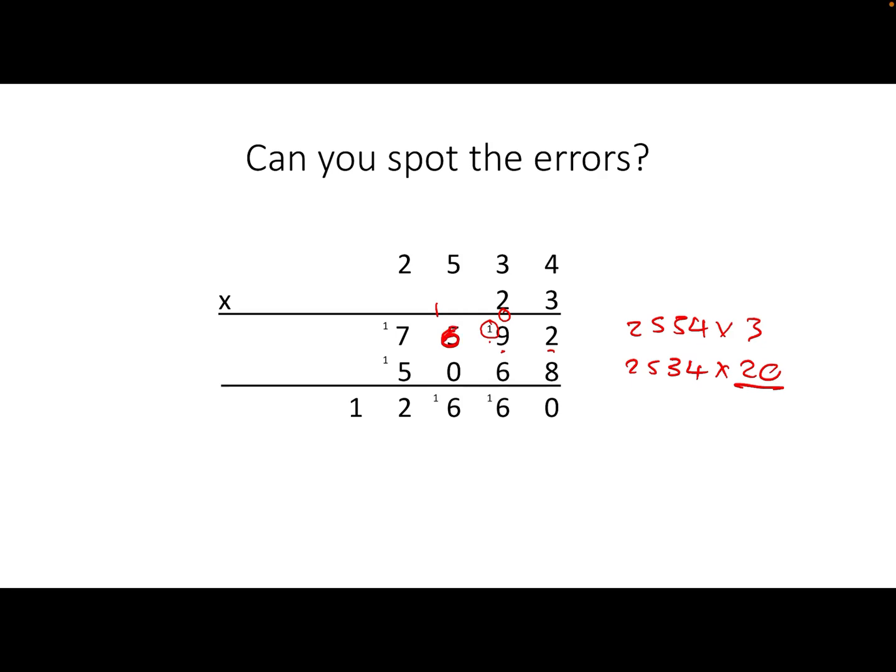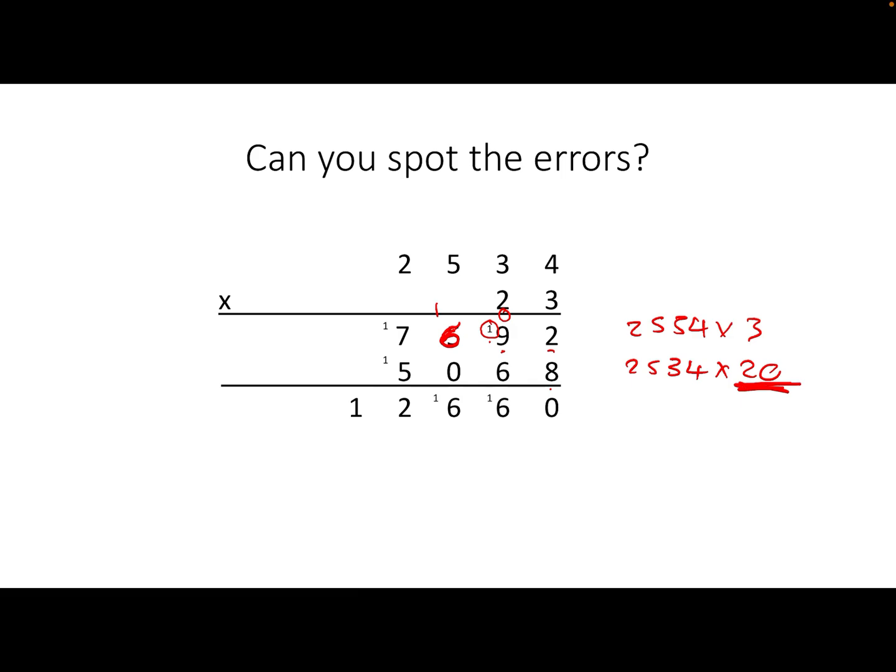3 times 5 is, of course, 15. But I've got to add my 1 now. So that is now 16. 3 times 2 is, of course, 6. Add 1 is the 7. So I think that is correct so far. Now, I'm going to my next one.